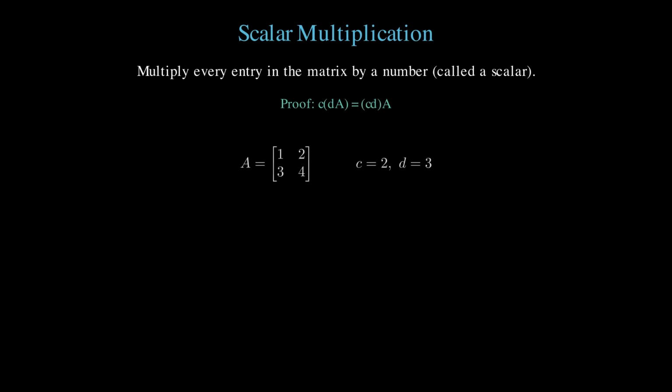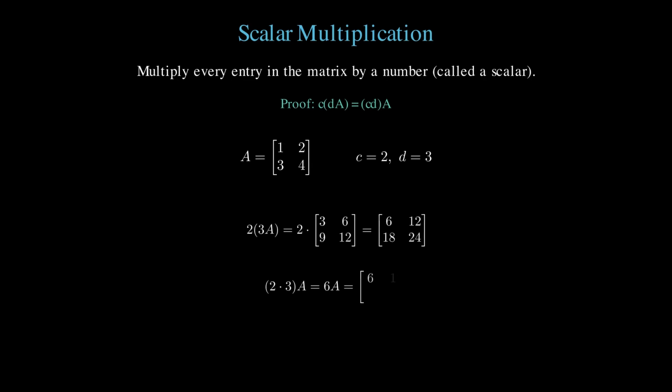Let's prove the associative scalar rule. C times (D times A) equals (C times D) times A. Let's take C equals 2 and D equals 3. On the left-hand side, we compute DA first, then multiply by C. On the right, we multiply C and D first, then apply it to A. Both sides give the same matrix, proving the associative rule for scalar multiplication.